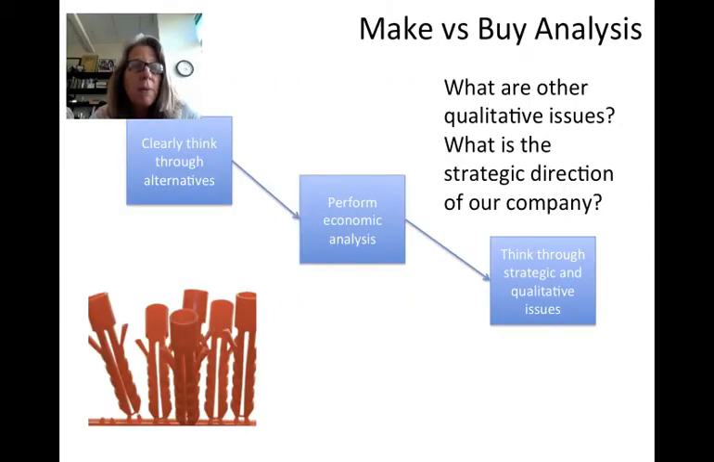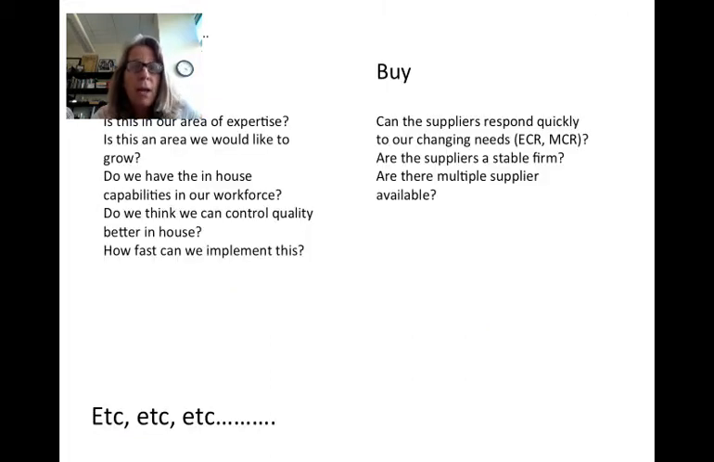So what we've done is we went clearly through the alternatives, and we did an economic analysis. Now we're going to look at things strategically. Are there other qualitative issues, or other strategic issues that we need to take into account? I wrote a bunch here. On the make side: is this in our area of expertise? Is this an area we would like to grow? Do we have the in-house capabilities in our workforce? Do we think we can control quality better in-house? How fast can we implement this?